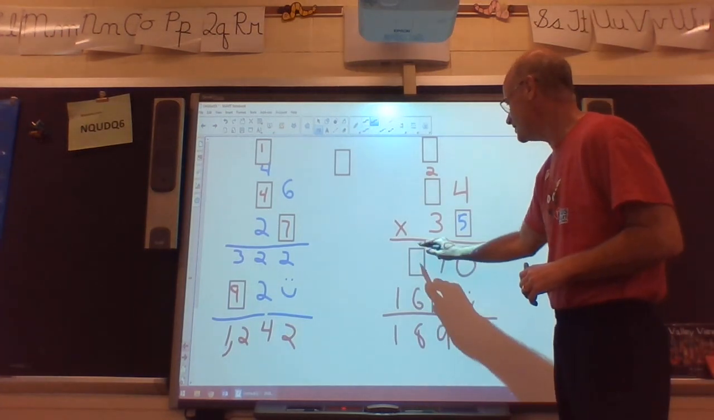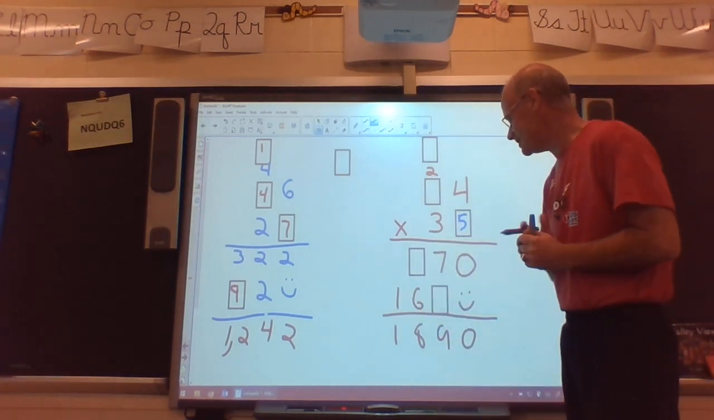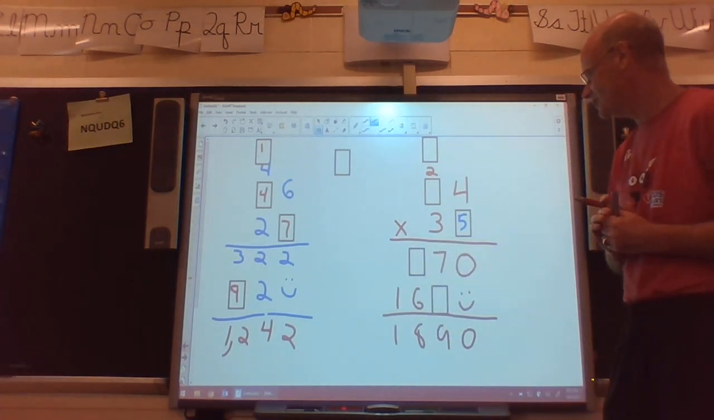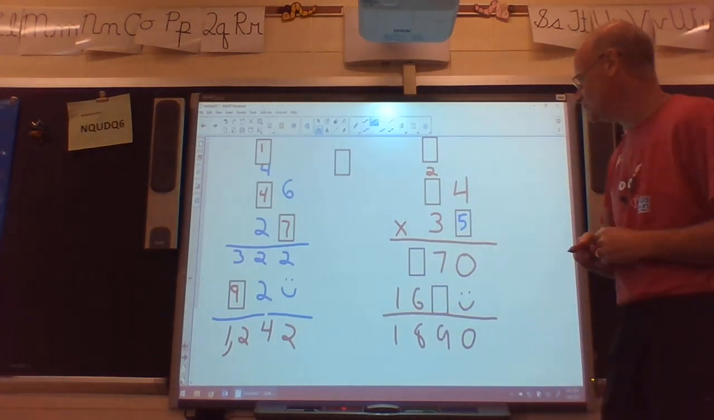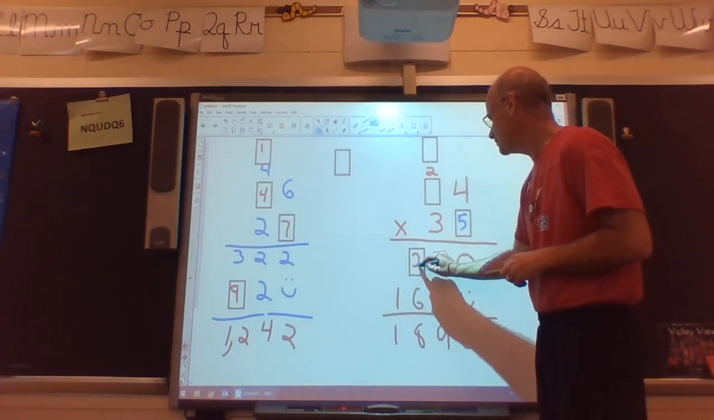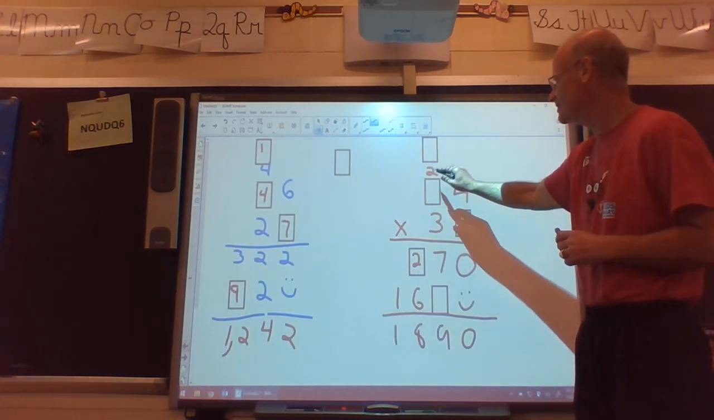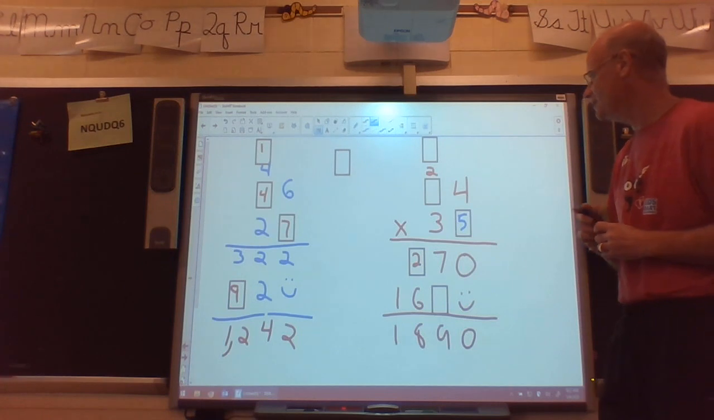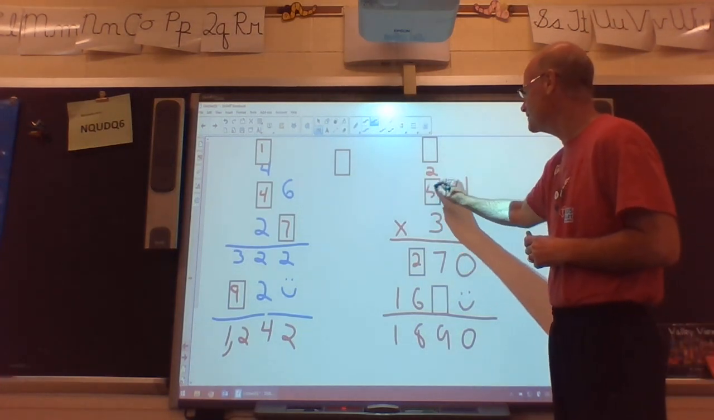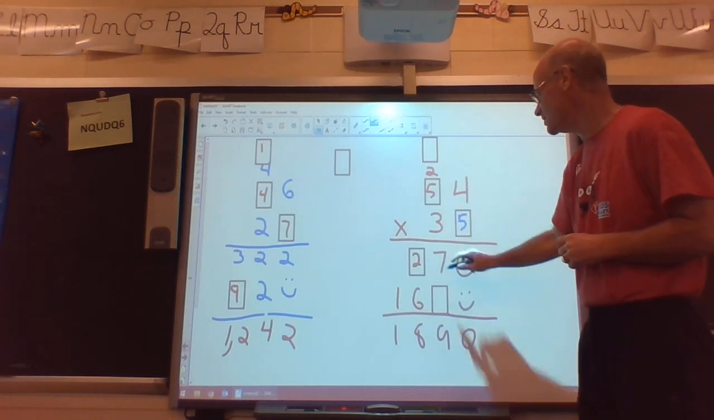So this number here, it has to equal 8 together. So this has to be a 2. So 5 times something plus 2 is going to give me 27. So the only number this could be is 5. 5 times 5 is 25, plus 2 is 27.